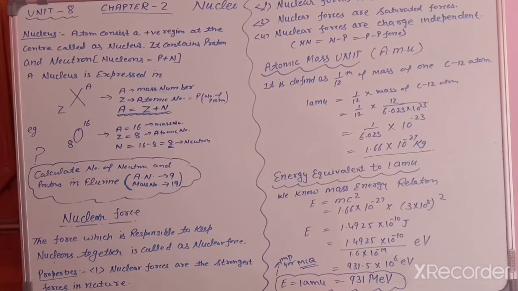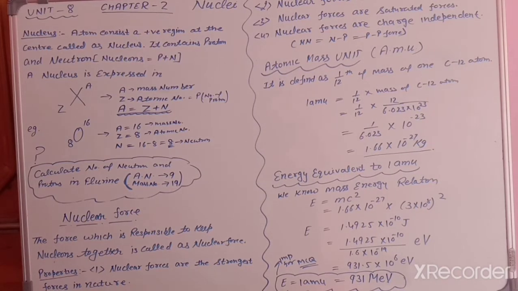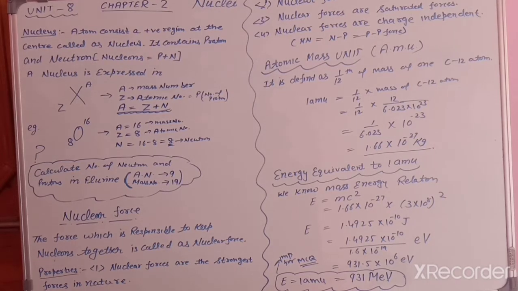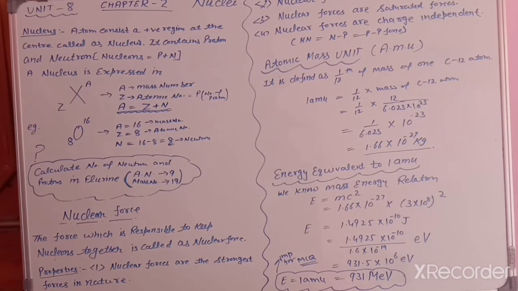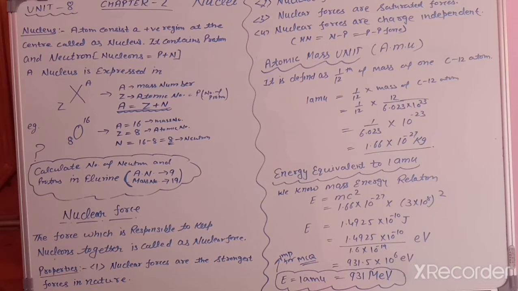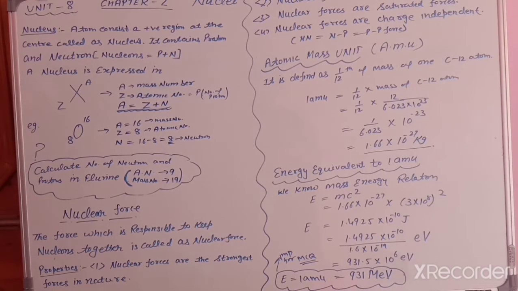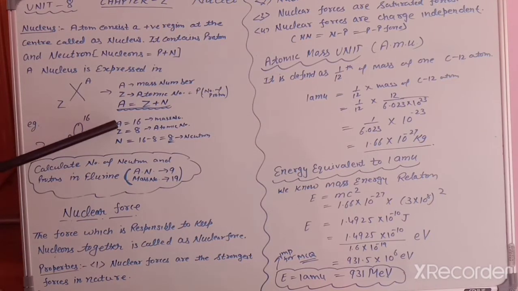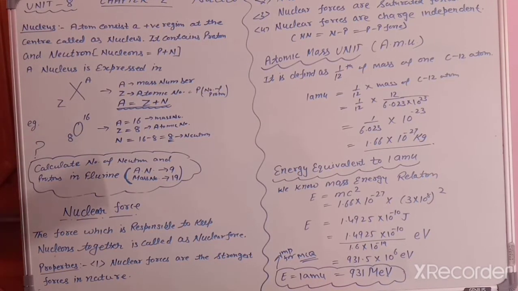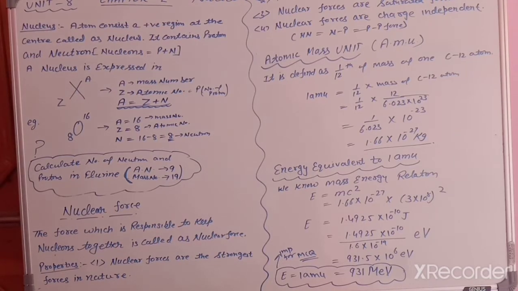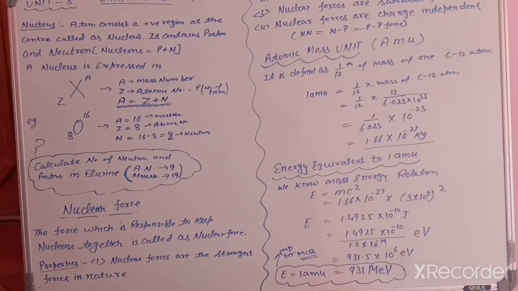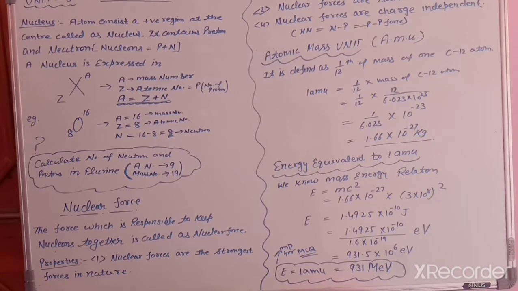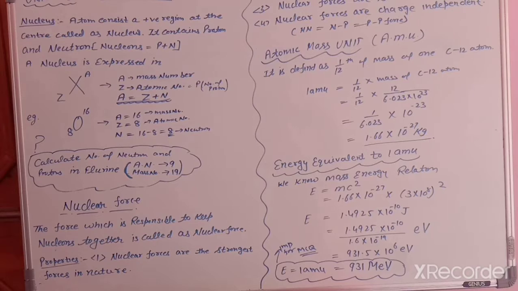So let us take examples, students. Sometimes in exams they ask a question like oxygen 16(8): find the number of neutrons and number of protons. How to calculate them? Very simple. Right here, the mass number A is written on the top right. A is equal to 16, the mass number, and Z is equal to 8, the atomic number.